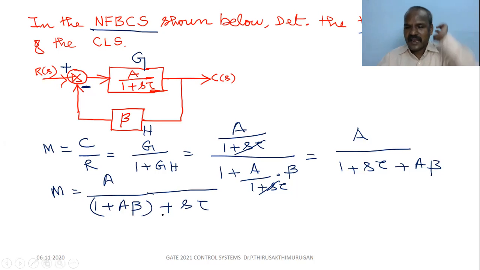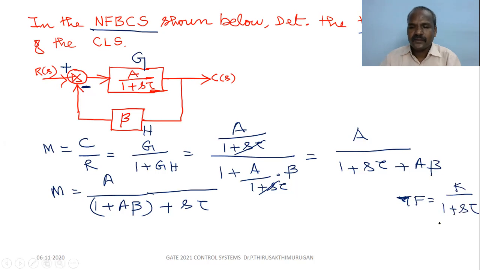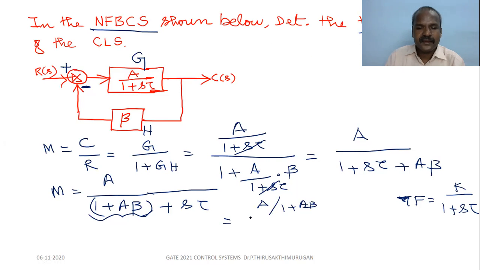What is the standard first order transfer function? The first order transfer function is K by 1 plus S tau. So we should bring this denominator to this format. How? Divide the whole equation by 1 plus A beta. So this equation becomes A by 1 plus A beta divided by 1 plus tau by 1 plus A beta into S.